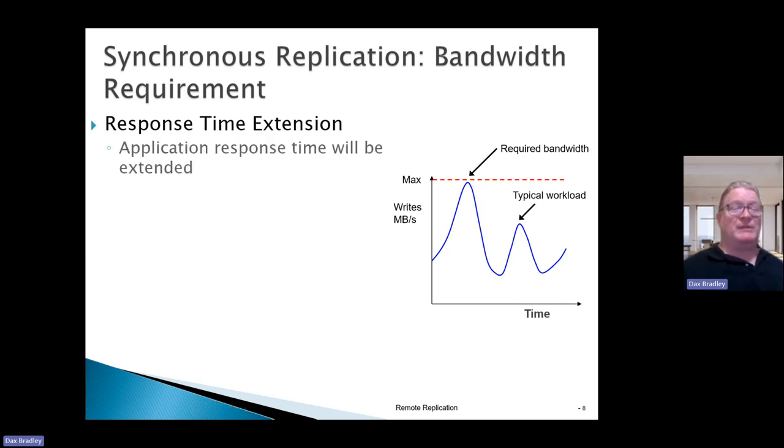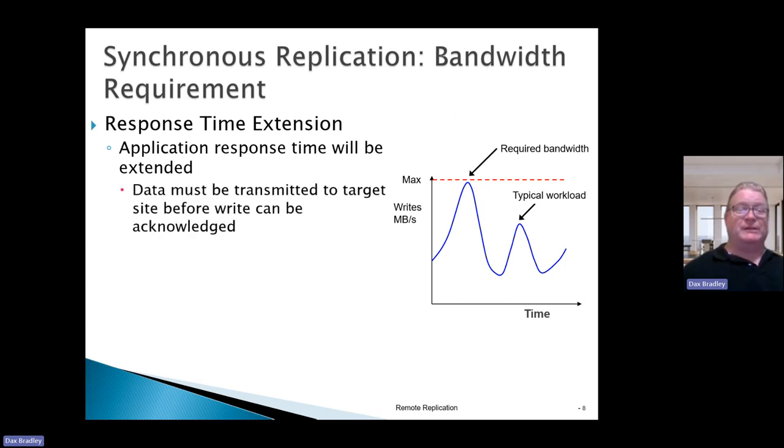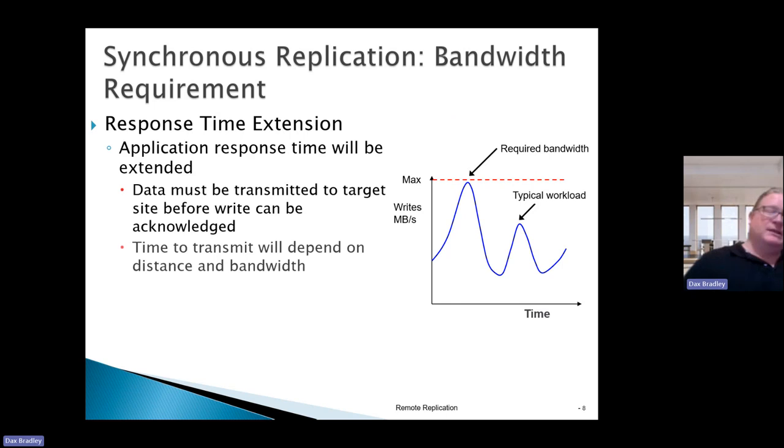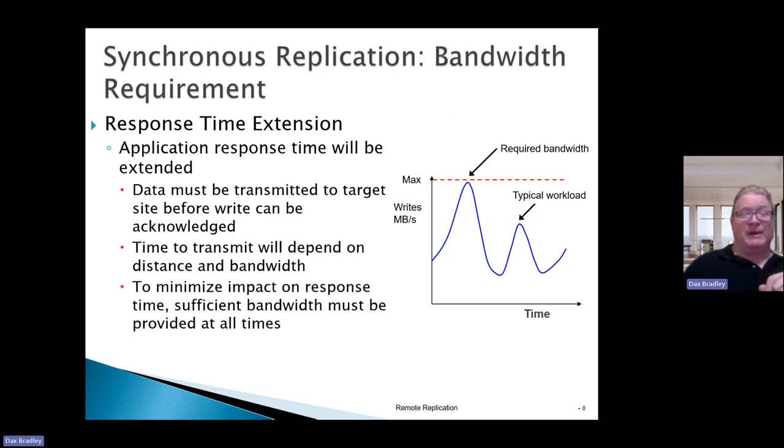This is the RTE, the response time extension. Basically, the application response time will be somewhat extended. The data has to be transmitted to the target, and it's not there instantly, but it's transmitted before the write can be acknowledged. So there's a bounce back. There's a handshake process that occurs. The time to transmit will depend not on the distance so much as the bandwidth. To minimize the impact on the response time, sufficient bandwidth needs to be provided constantly. It has to be consistent. It should be noted that it's rarely beyond 200 kilometers.